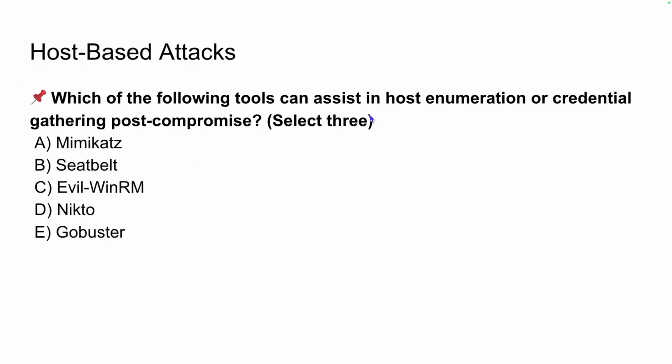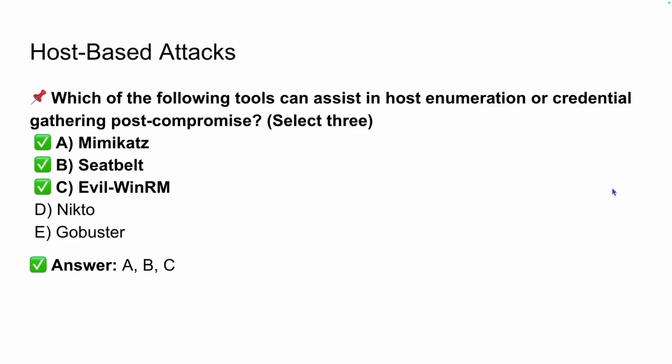Which of the following tools can assist in host enumeration or credential gathering post-compromise? Mimikatz, Seatbelt, Evil-WinRM, Nikto, GoBuster. Nikto and GoBuster are for scanning web applications and websites for vulnerabilities and trying to enumerate their paths and subdomains, things like that. So those are not what I would be choosing. By immediate elimination, those two are gone, so I'm only left with these three options. Mimikatz is used for dumping passwords, sure, credential gathering. Seatbelt and Evil-WinRM. Evil-WinRM is used for the remote connection, right, but it's also for injecting or stealing credentials. That's also one of the purposes it has. And then Seatbelt was the one that actually showed us, yeah, this group has system privileges, something like that. So A, B, and C would be the answers.